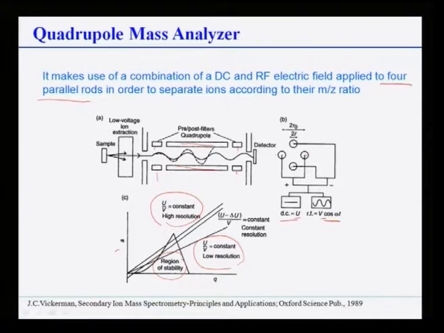So that means we can change U and V in such a way, U is basically the DC voltage and V is the RF voltage magnitude. By playing around with these two, we can get into this region of stability, and that is the region in which you need to work. Obviously, if you want to work in the U by V constant high resolution region, you can do that, or if you want constant resolution, you can do that, depending on the system on which you are working. So, as you see here, this gives us many possibilities of changing the conditions and doing the measurements.